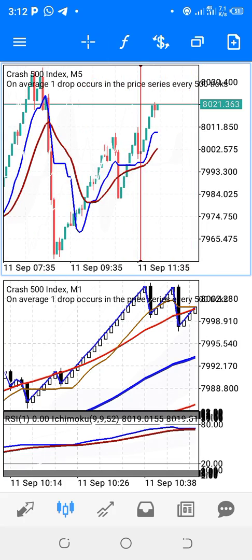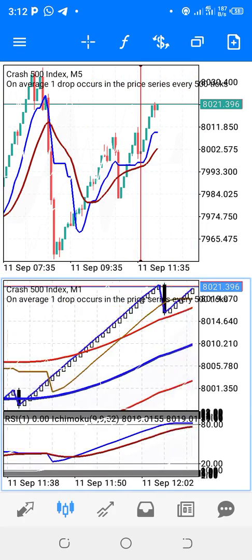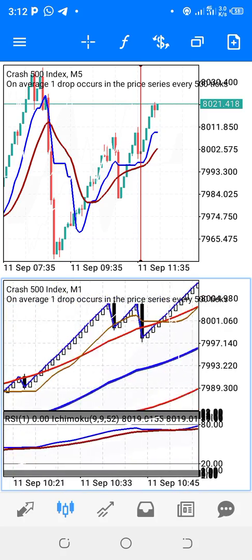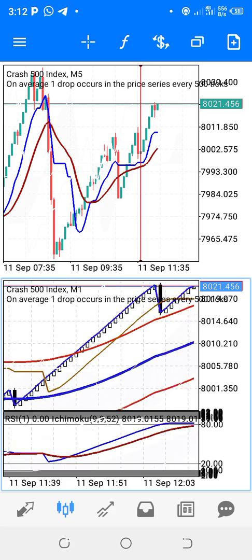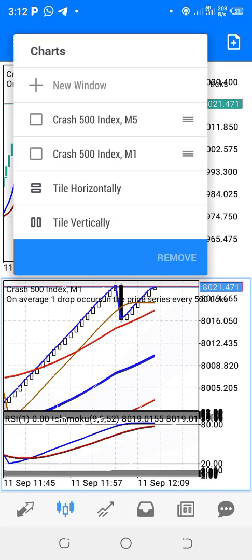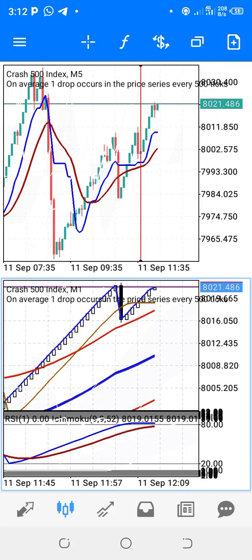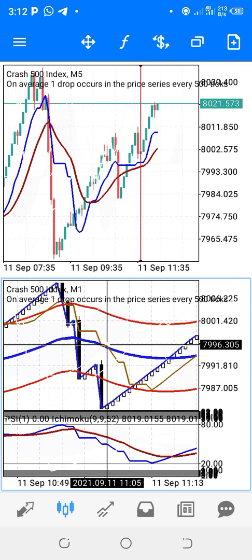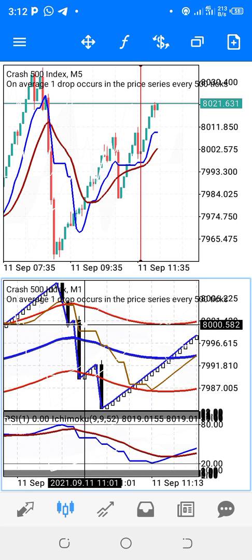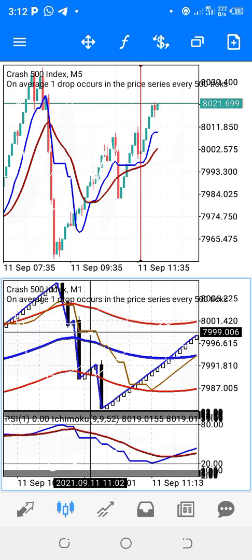Now how do you use M1 for entering trades? Let me show you quickly. You are going to use Ichimoku. Now the Ichimoku I'm talking about is this yellow line. Please just ignore these bands that you see. You don't need them. So you need this Ichimoku.